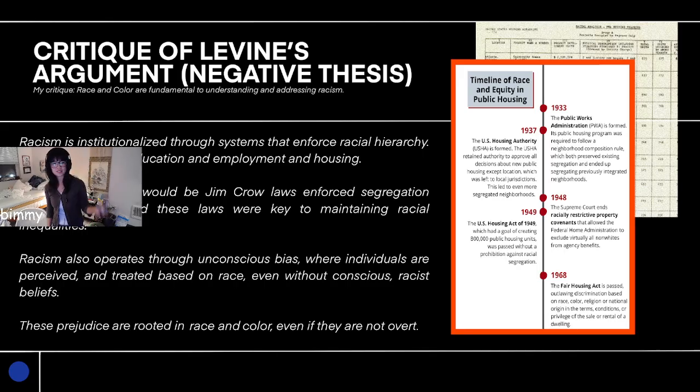Number two. Racism also operates through unconscious bias, where individuals are perceived and treated based on race, even without conscious racist beliefs. So these prejudices are rooted in race and color, even if they are not overt.